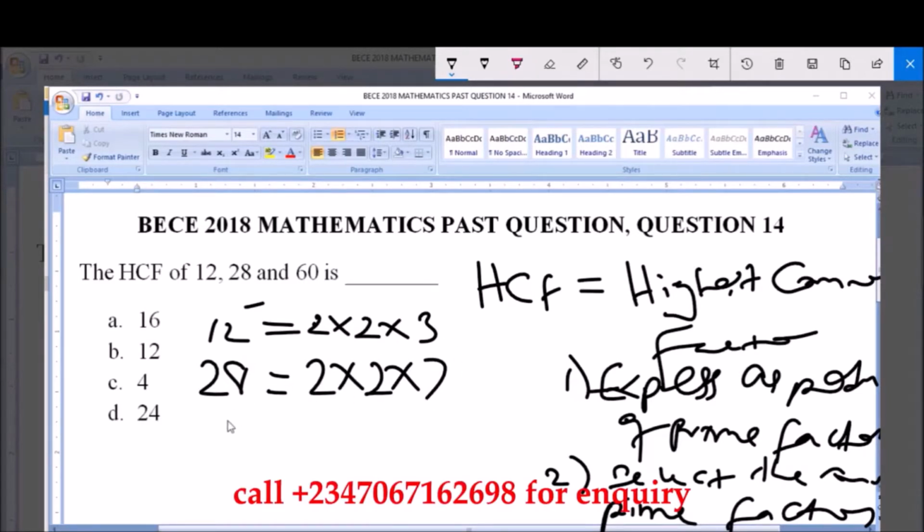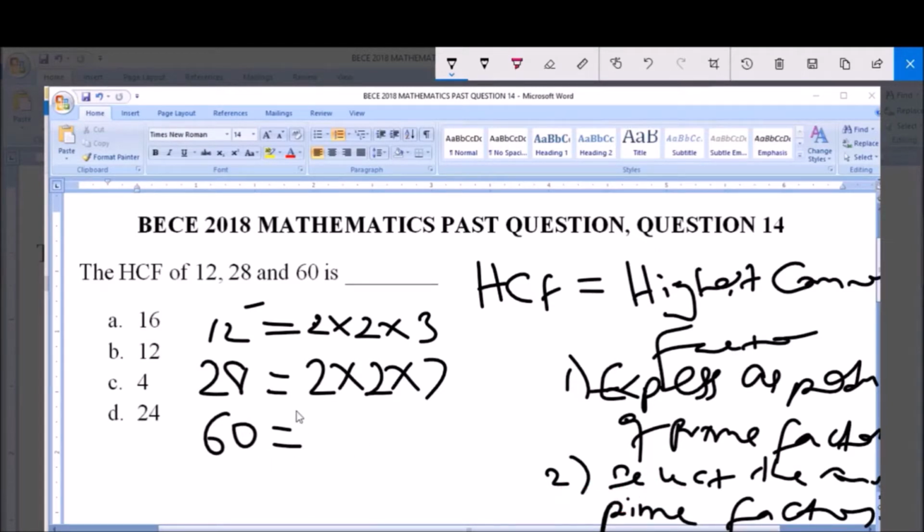Now the next is 60. Now we start with the lowest prime number, which is 2. 2 will go into 60 30 times, so write down the 2 times. Now we have 30. 2 can still go into 30 15 times, so write down the 2 times. Now we're left with 15 here. 2 cannot go into 15. Then we move to the next prime number, which is 3. 3 will go into 15 5 times, so we write down 3 times.